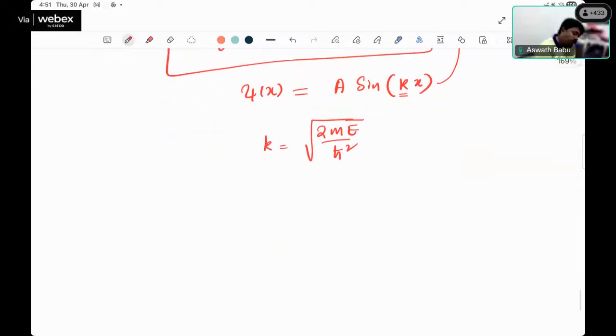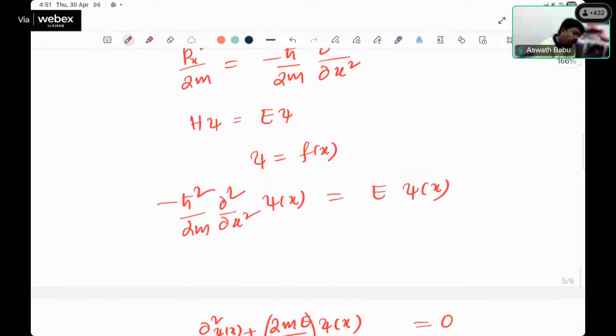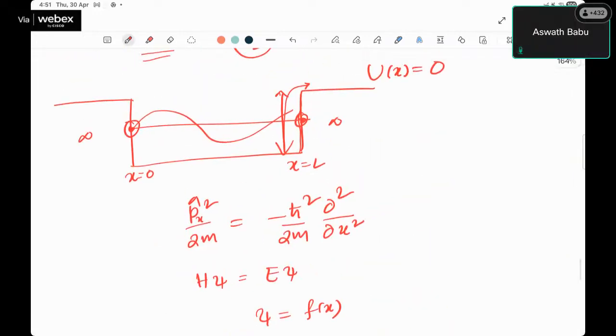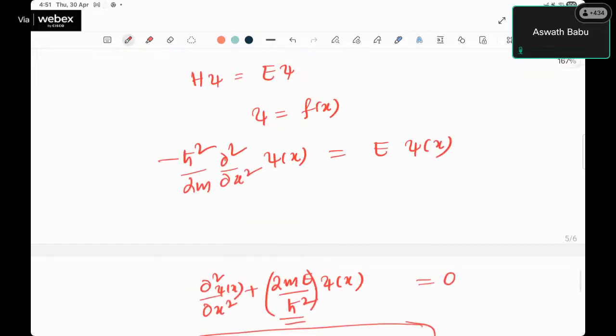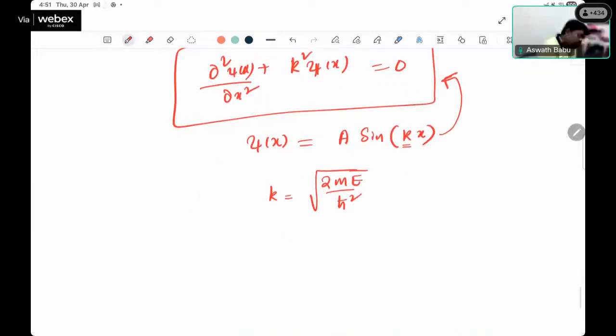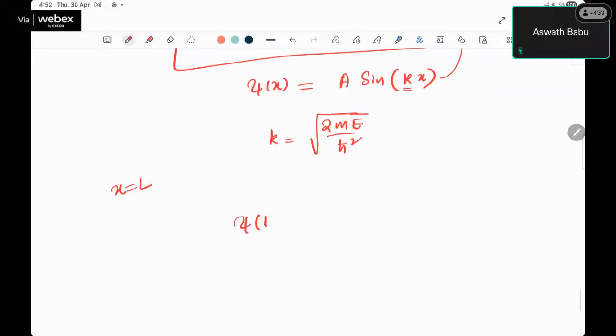Now, this differential equation should have a solution which vanishes at x equal to 0 and vanishes at x equal to L. Why should it vanish? The particle should not be found there. There should be a node there. The wave should have a node, with the anti-node in the middle and a node here and a node here, meaning the electron should not be found at the node. At x equal to 0 it is straightforward: sine of 0 is 0. But what about x equal to L?